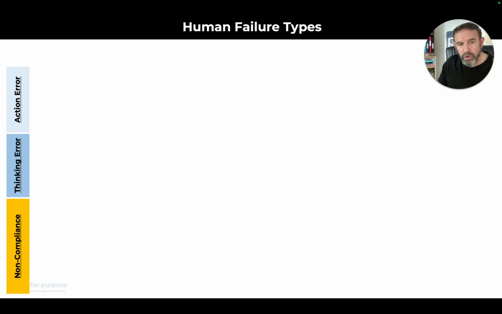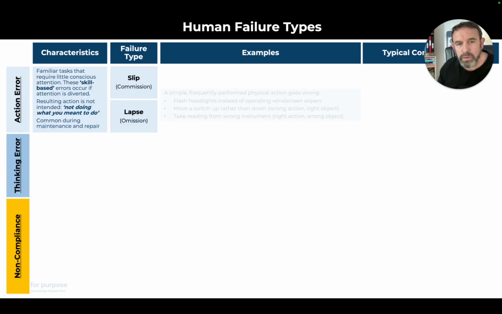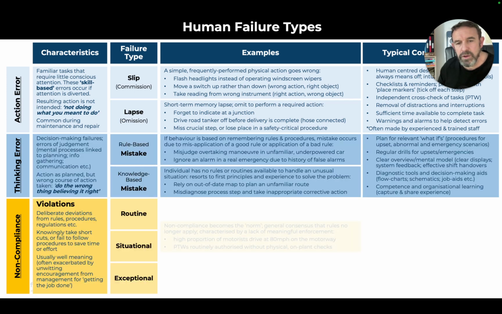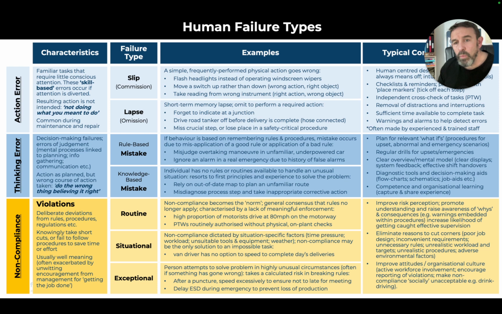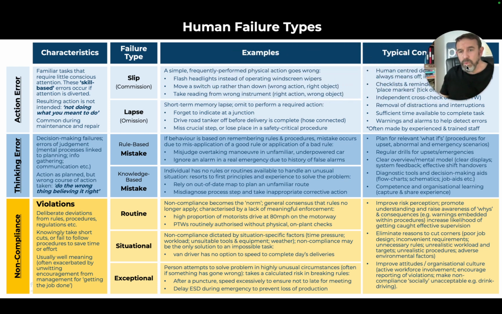A very quick one on that incident. Think about that young lad that's been hurt. Think about human failure types: action area, thinking area, non-compliance. I'm just going to fly through these very quickly. When we think of that incident, an action area, a slip. A slip is a familiar task that required little conscious attention. These skill-based errors occur if attention is diverted, doing something you did not mean to do. That's really important. And also the HSE provide those typical control measures for that.